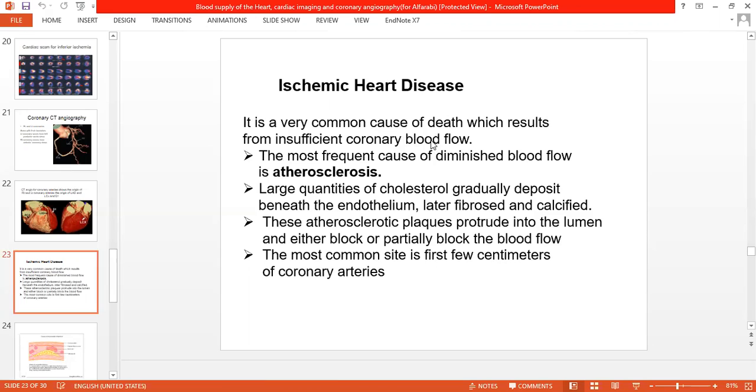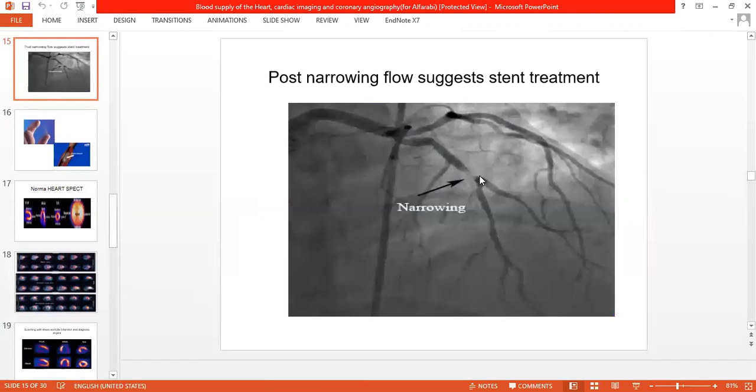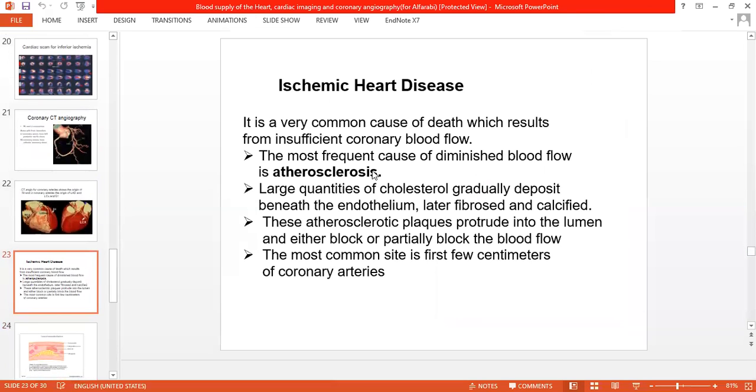So as we saw before, if there is a narrowing of the coronary arteries, then it leads to insufficient coronary blood flow, and then to a lot of complications. The most frequent cause of diminished blood flow is atherosclerosis, that is the accumulation of fat within the blood vessel. A large quantity of cholesterol gradually deposits beneath the endothelium, later becoming fibrous and calcified.